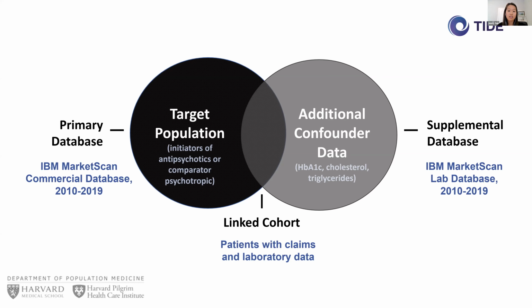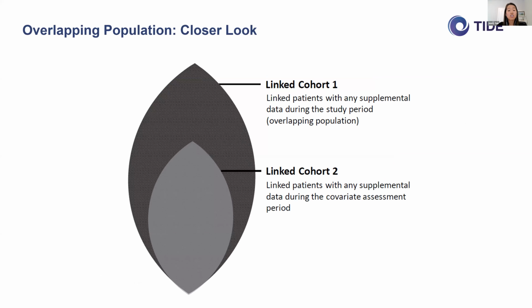Therefore, the overlapping population consisted of patients within the claims cohort who also had test results available in the laboratory database. We actually explored two different ways to define the linked population. We defined linked cohort 1 as linked patients with any laboratory data during the study period, and linked cohort 2 as linked patients with any laboratory data during the 180-day covariate assessment period. We anticipate that this linked cohort 2 will be the most commonly used in pharmacoepi studies.